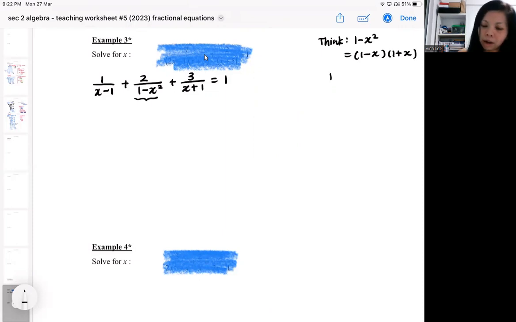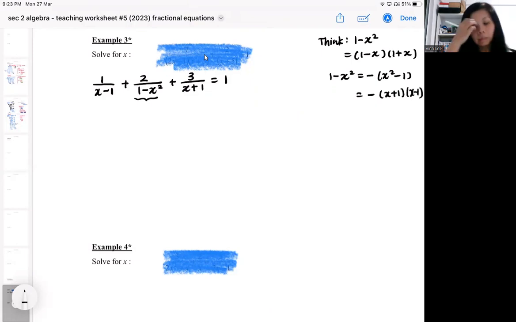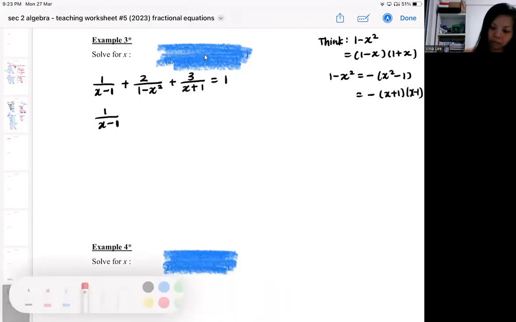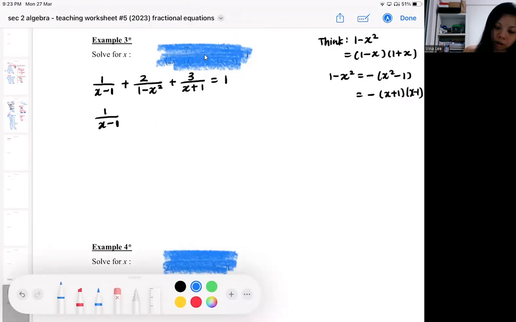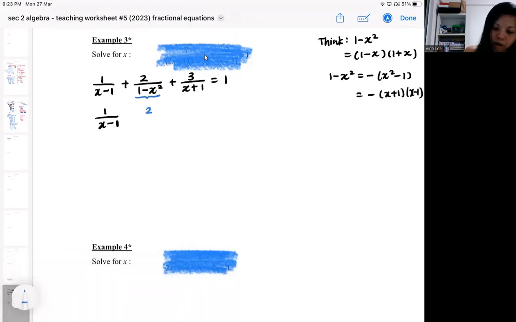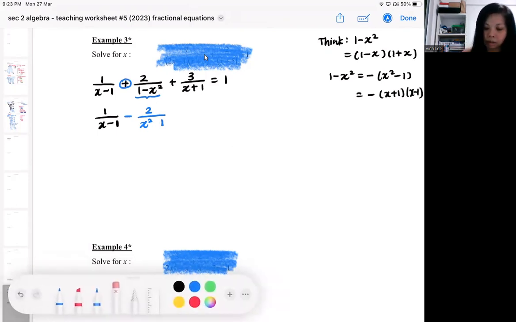But if I factorize a negative out, I'll get x plus 1 and an x minus 1. So I'm going to factorize the negative out first. So this one is like the flipping. So what is the effect? If I factorize the negative out, I will get x squared minus 1. The negative will make this go to the positive.